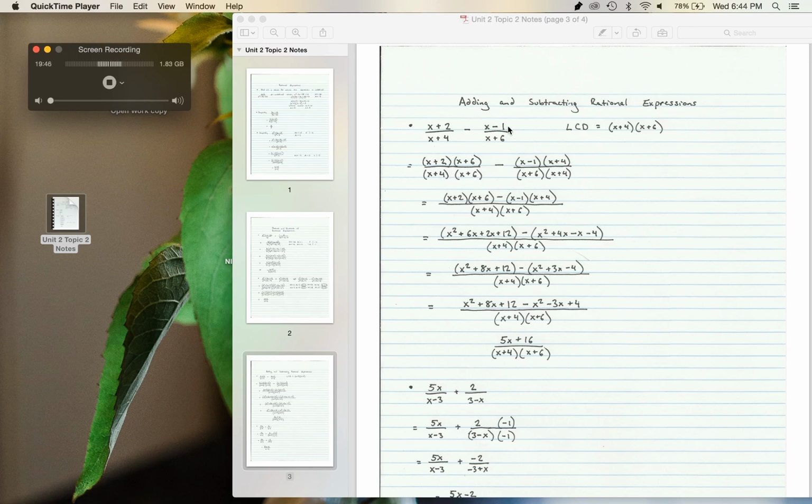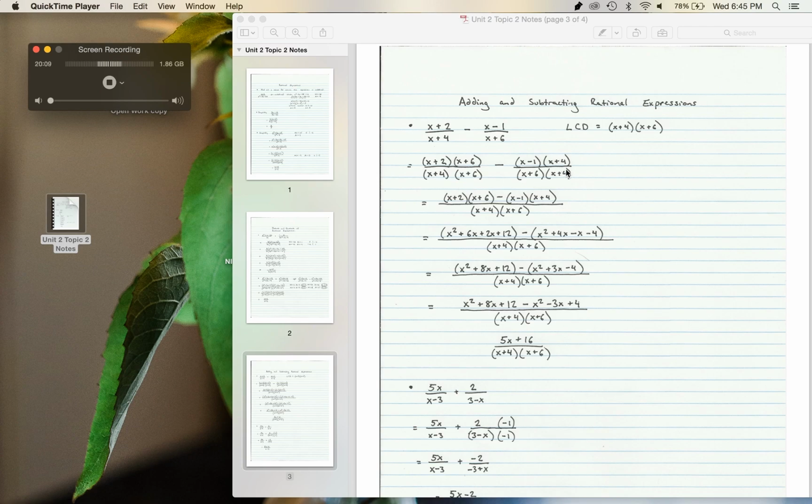I'm going to do the same thing with my second rational expression. I want this x plus 6 to be x plus 4 times x plus 6. So I need to multiply x plus 6 by x plus 4. If I'm going to multiply the bottom, I need to multiply the top as well. So I've rewritten this rational expression, and I'm multiplying the top and bottom by x plus 4.